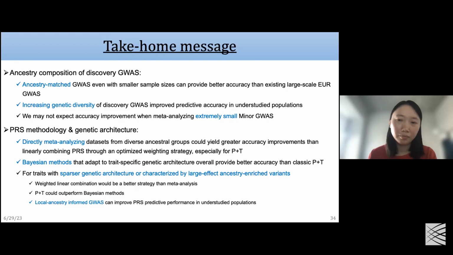So it's more ancestry dependent, and not patterns based on traits or organ system, things like that. Yeah, that's true. Everything is trait-specific.